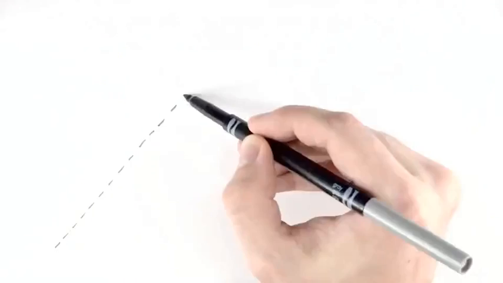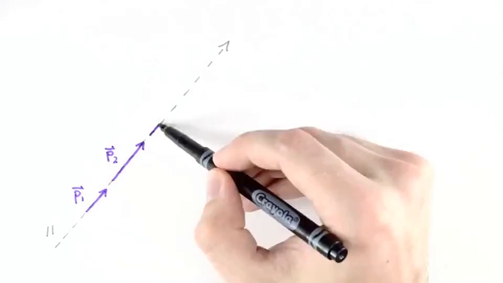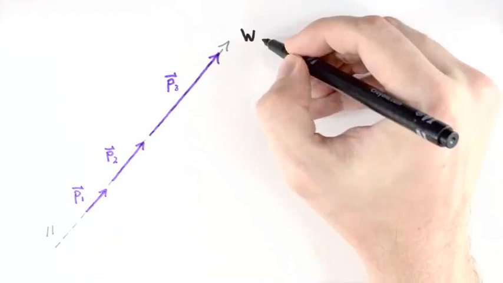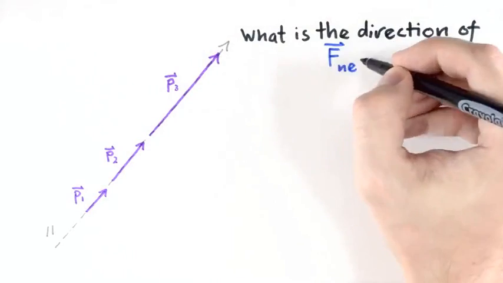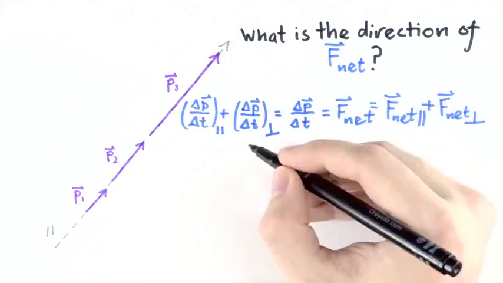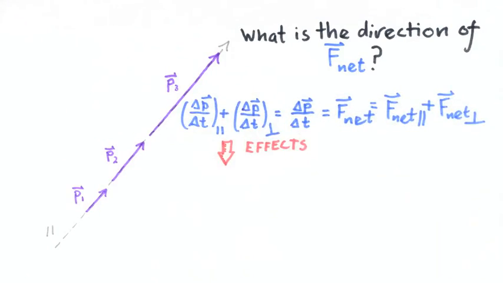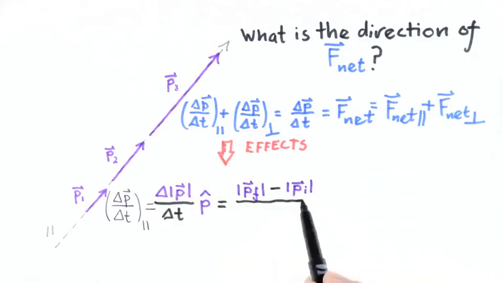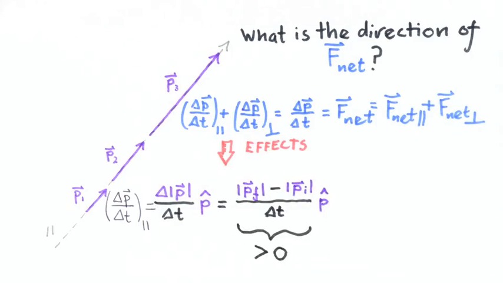Let's look at some specific examples. Let's say our system moves in a path like this, a straight line, and we observe that it is speeding up. What is the direction of Fnet? To find this, we'll always start with describing the effects, the changes in motion. First, for a trajectory like this, speeding up means the system momentum later in time must have a larger magnitude than the momentum earlier in time. The change in the magnitude must be positive.